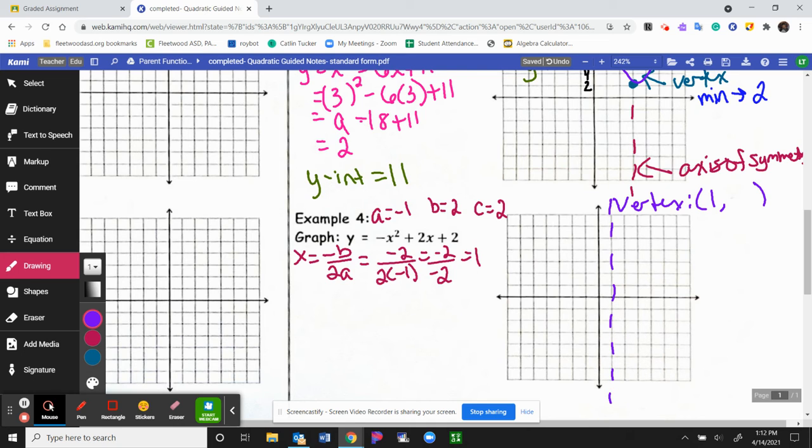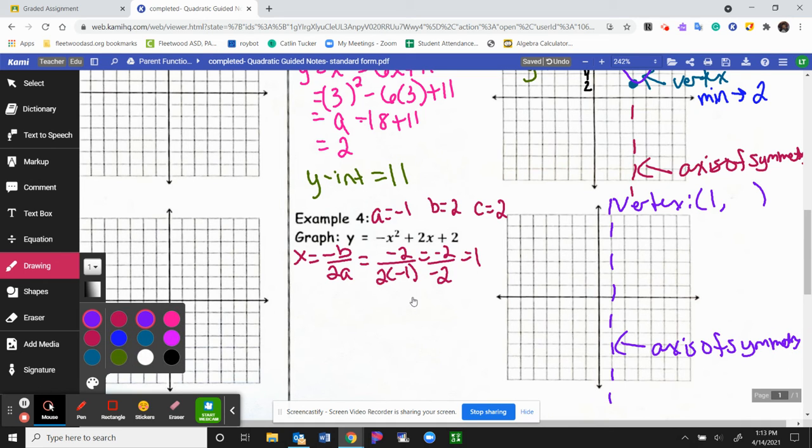All right, and we can just label this as our axis of symmetry. So we know that we can reflect things across this line. All right, so now we need to find the rest of our vertex. So to do that, we need to take our equation, y equals negative x squared plus 2x plus 2, and we need to substitute this 1 in.